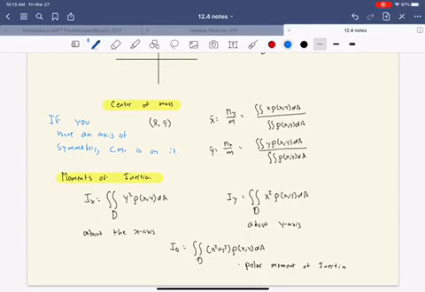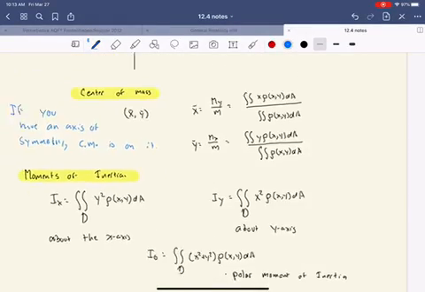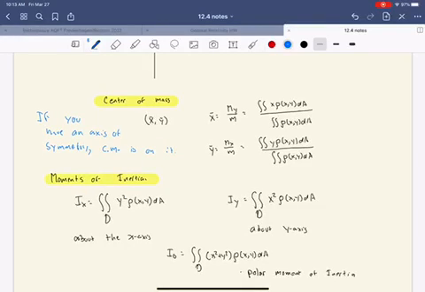Finally, moments of inertia. Moments of inertia have to do with how it's rotating. Right at this moment, I can't remember exactly what they mean, but they do signify something. It has to do with angular momentum. But let's just calculate it.